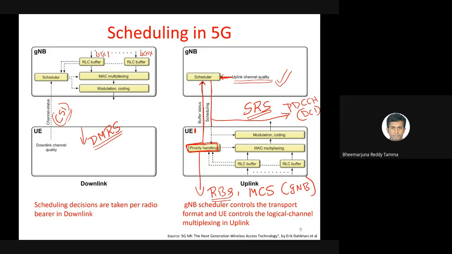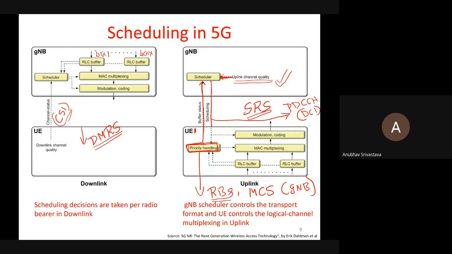So can somebody tell me why we are doing this kind of a distributed thing, where the base station is doing some activity and leaving the critical part of deciding which logical channel to multiplex to the handset? Can you guess why this kind of thing is done?